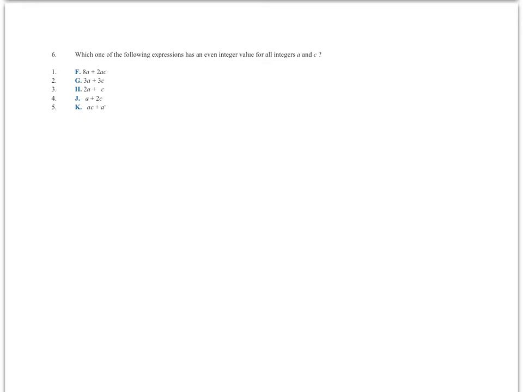Following problem, I cannot express to you how much I hate. Which of the following expressions has an even integer value for all integers A and C? Which means any integer you put into this, which of these will always give you an even answer? So I don't know a logical way to do this other than just plug numbers in and see what happens. So my goal is to try to get it to be an odd answer. If I can get it to be odd, it's not going to work because I'm supposed to get it to be even. If you can always get it to be even, it's going to work. And if you can get it to be odd just once, then it doesn't.